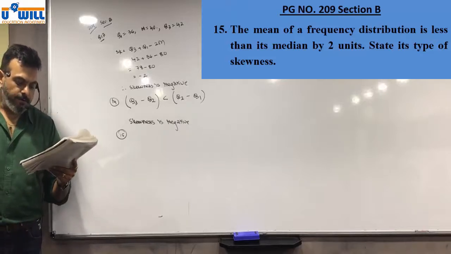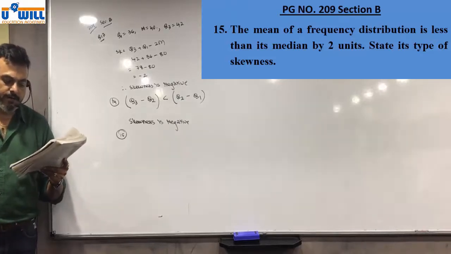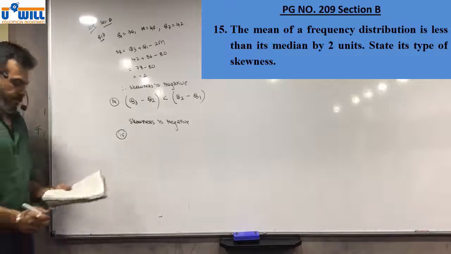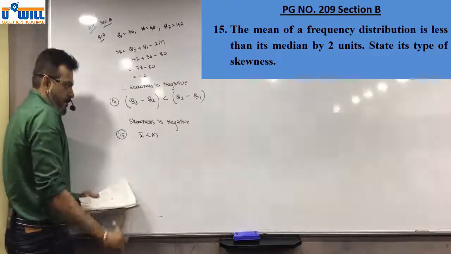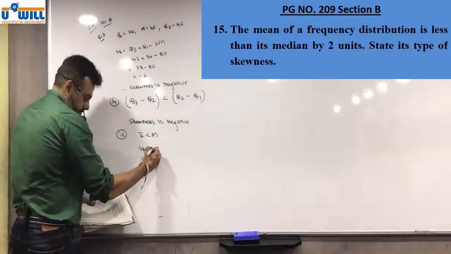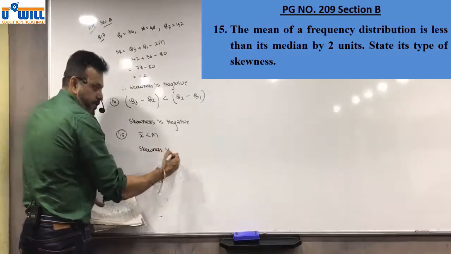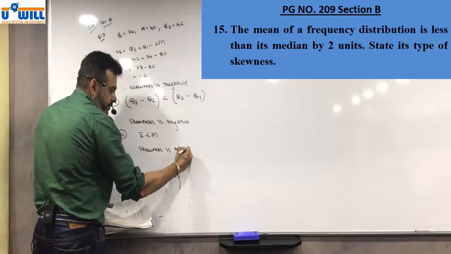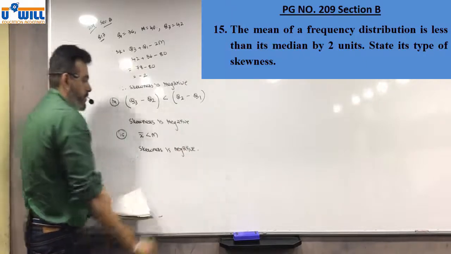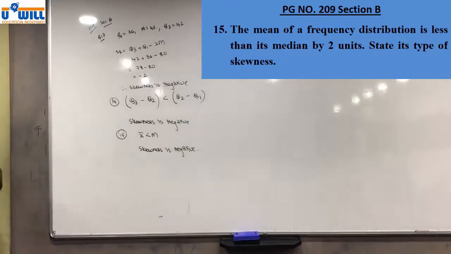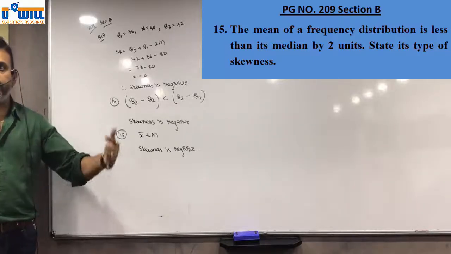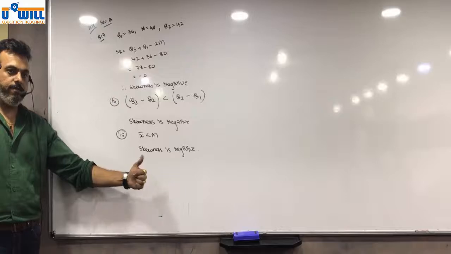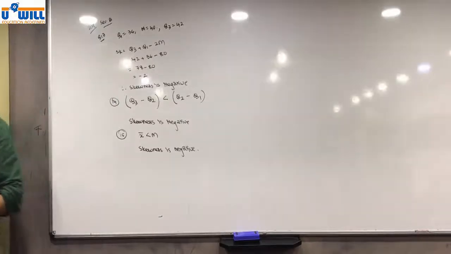The mean of a frequency distribution is less than its median. So x bar is less than m. What type of skewness? Skewness is negative. X bar greater than m greater than z, so it is positive. X bar less than m less than z, which is negative.